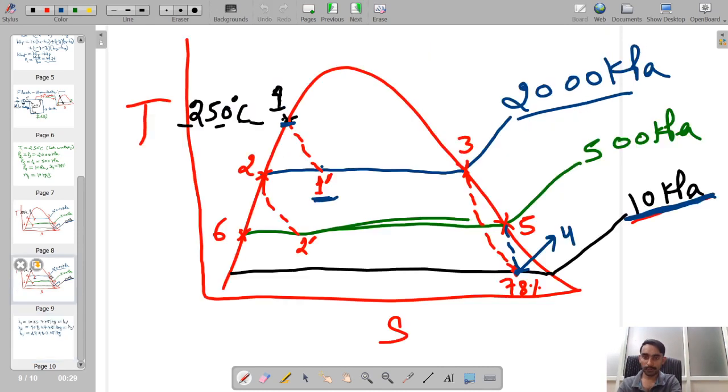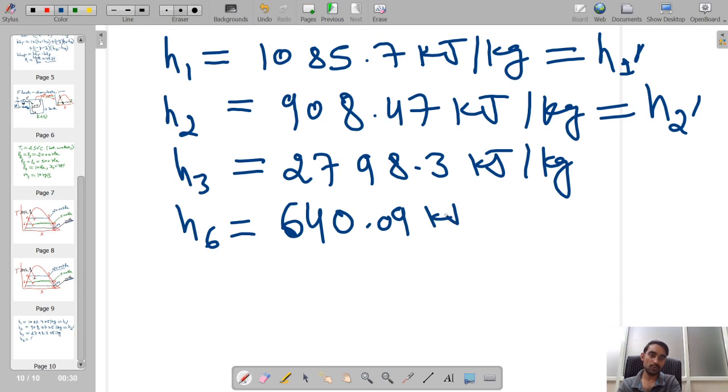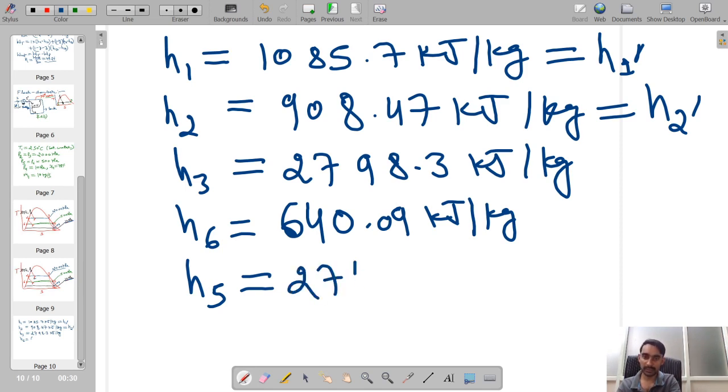And for points number 6 and 5 also the pressure is known. So I can determine the enthalpy of point number 6 as equal to 640.09 kilojoule per kg, and the enthalpy of point number 5 as equal to 2748.1 kilojoule per kg.